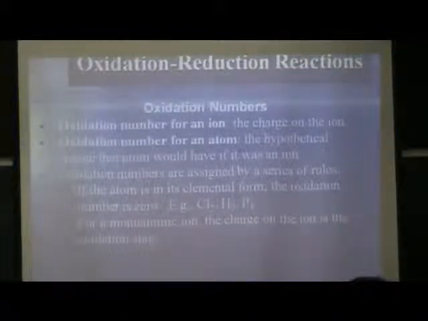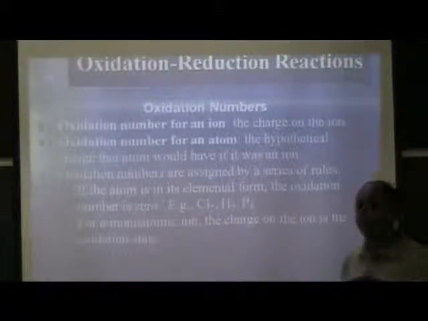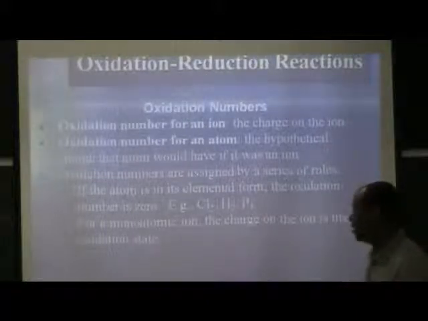For example, you take magnesium. Magnesium is a monoatomic ion, right? What is the charge of magnesium? Magnesium has a charge of +2 because it is in group 2. At the same time, the oxidation number is always +2.